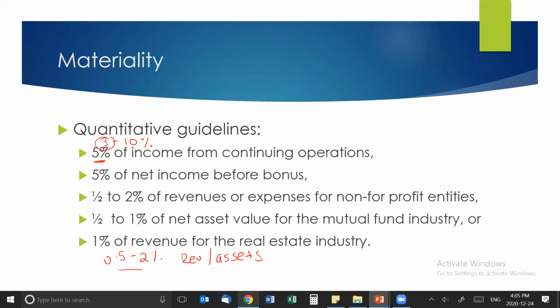From any of these, the more important the number is to these users, and the more users there are relying on this number, the lower your percentage should be. That's how you choose what the materiality amount is going to be.